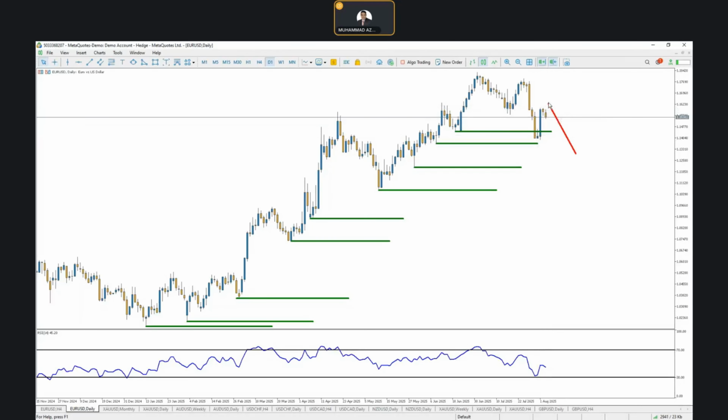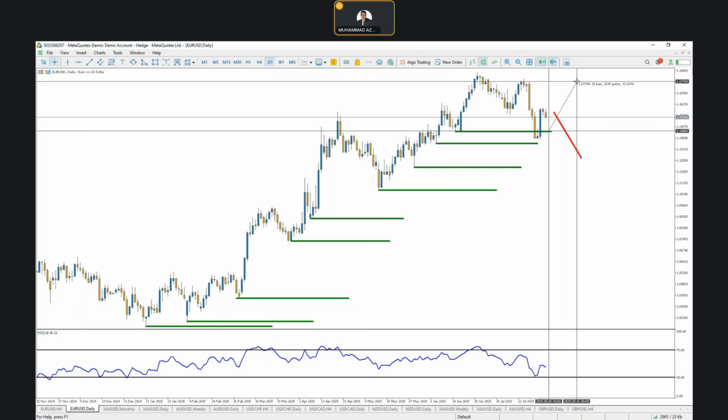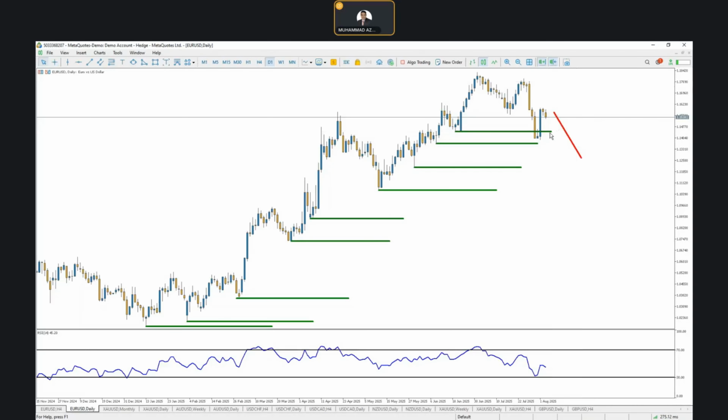Now, the way I see it, EURUSD is probably going to drop more. Okay, it could drop and bounce back up again from this level as well. So a good idea is to wait for the price action to break below the support level one more time.